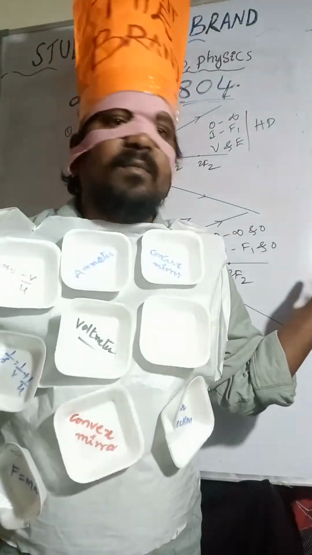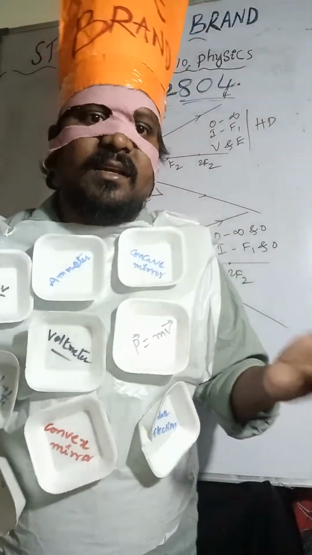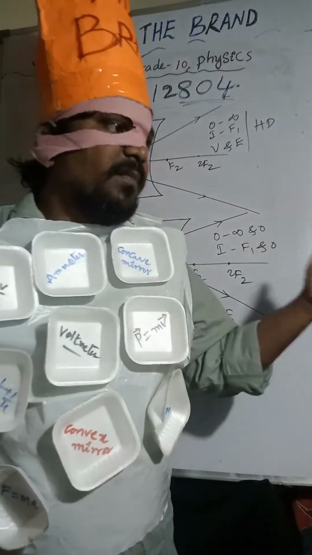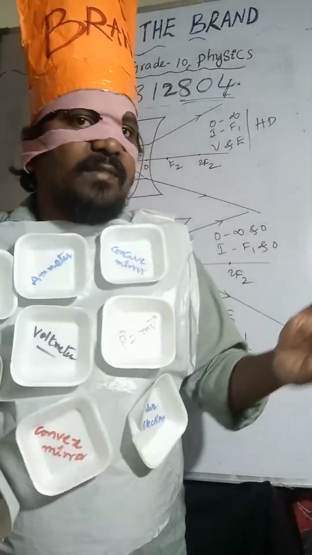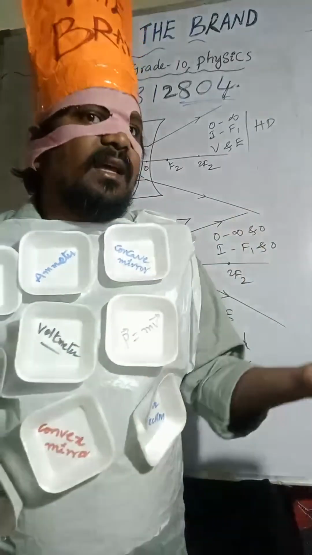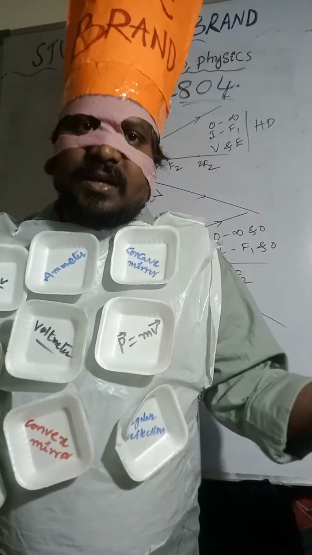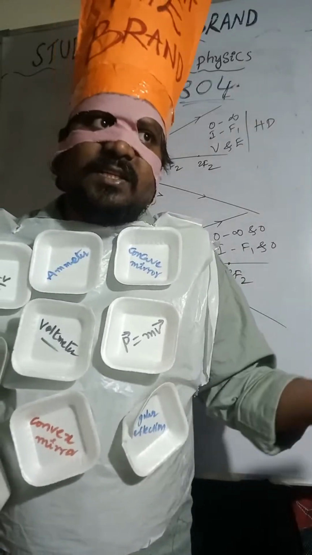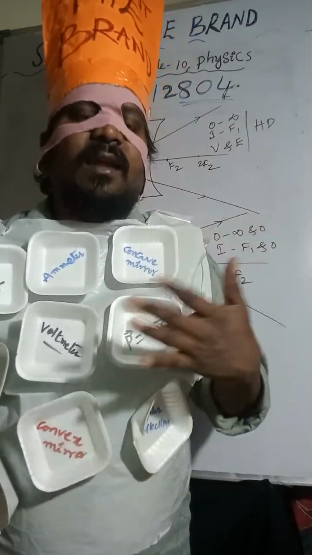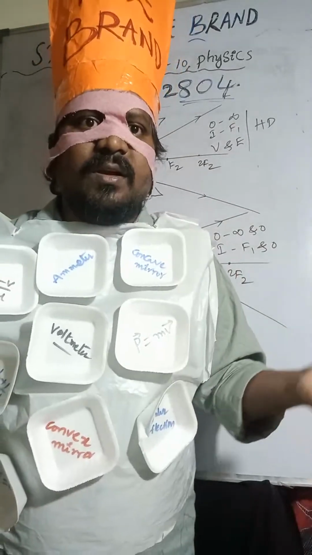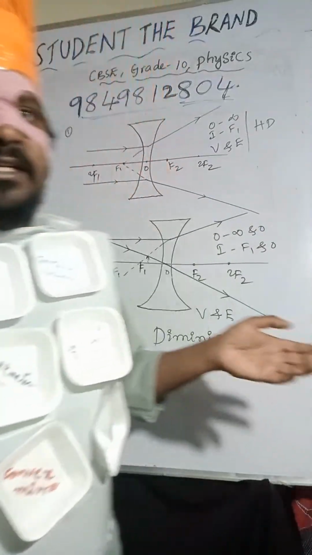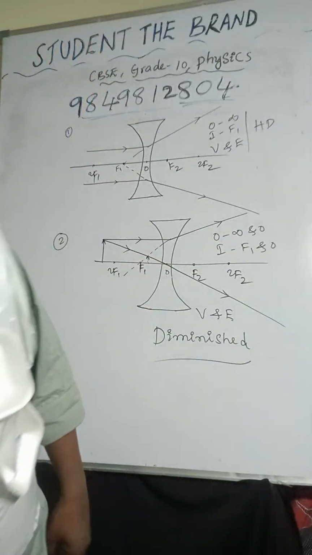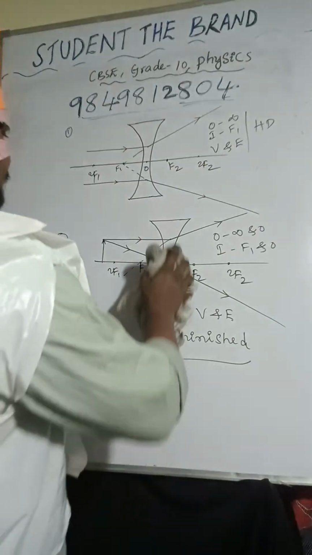Concave mirror means converging. Convex lens means converging. Concave mirror converging, convex lens converging. Convex mirror diverging, concave lens diverging. Okay na? So opposite it will be there, right? Yes. Now we'll discuss the next one.